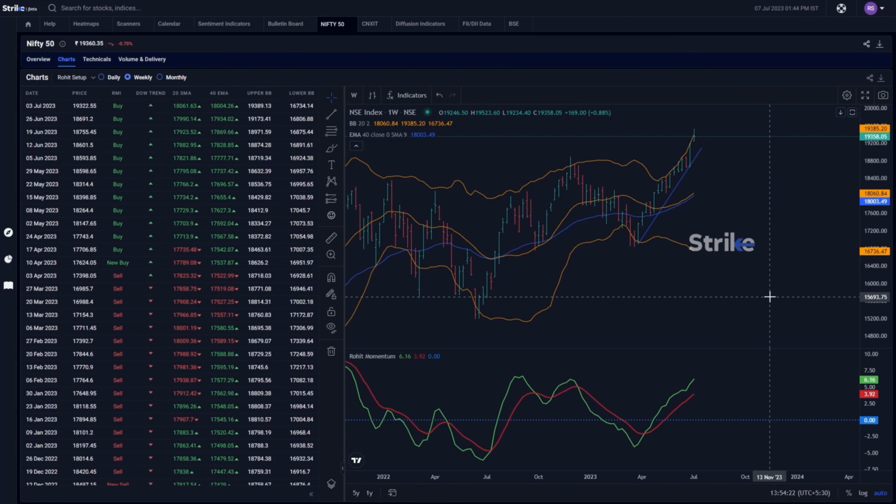So on the higher time frame, you determine what's the larger trend, which you can see here is in buy. Since this new buy occurred over here on the 10th of April, every week it's been a buy, and that's the trend that is indicated here.